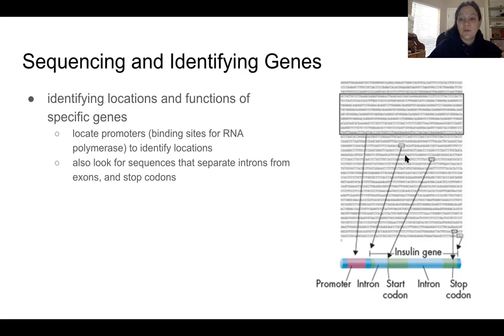And so they would look for specific sequences. They're looking for the start codon. They're looking for stop codons. They're looking for regions that could be an intron versus an exon. So remember, the introns are the non-coding portions, and the exons are the portions that we actually would use for the gene, okay, to make that protein.